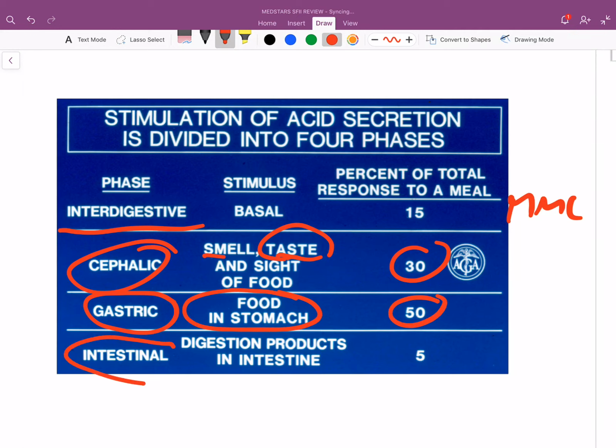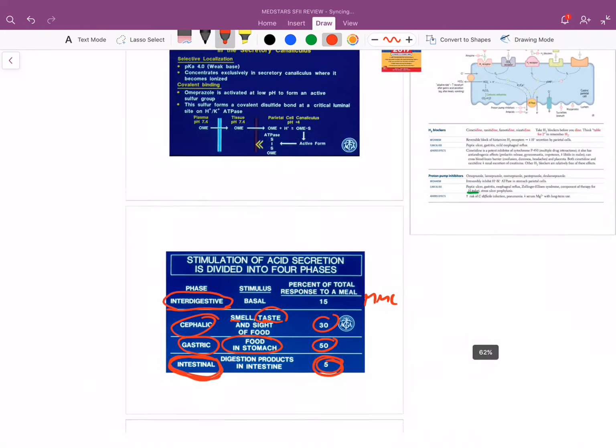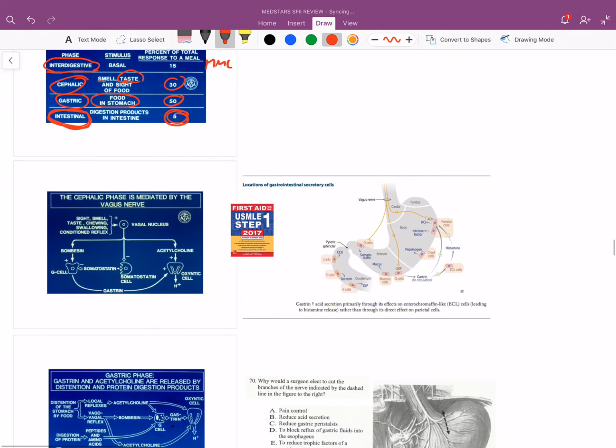And then you have the intestinal phase, which has the lowest gastric acid secretion. You may think the interdigestive phase, when you're not eating, is when you have the lowest acid secretion. Uh-uh. It's right after you eat. Right after you eat is when you have the lowest amount of gastric acid secretion. And that's what he talks about here.